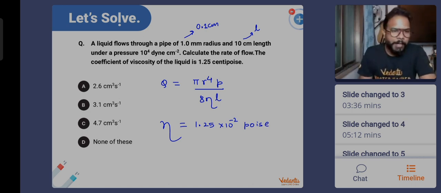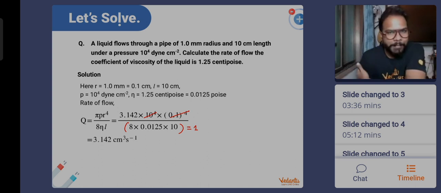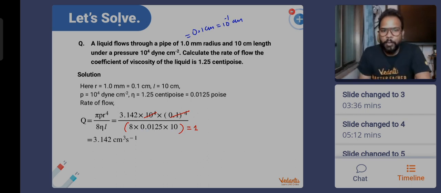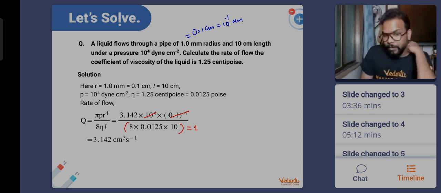So these are the values which are now good enough to be put in the formula. The calculations are very simple here. The value of pi is 3.14. The value of pressure difference is 10 to the power 4 in CGS. The value of R is 10 to the power minus 1, that is 0.1 centimeter, and power 4 becomes 10 to the power minus 4. So 10 to the power minus 4 and 10 to the power plus 4 cancel. You have in the denominator 8 into eta into L. Eta, I told you, we convert into poise, so 1.25 multiplied by 10 to the power minus 2 becomes 0.125 multiplied by 10. Multiply this with 10, and this becomes 0.125. 0.125 multiplied by 8 comes out to be 1.